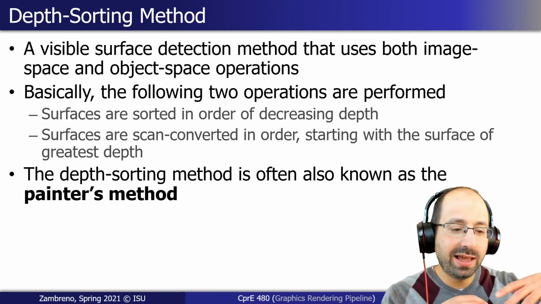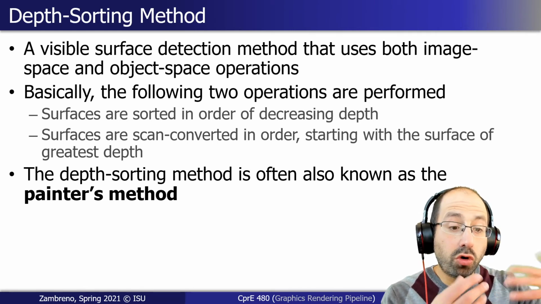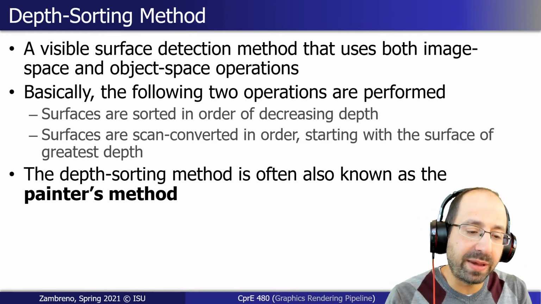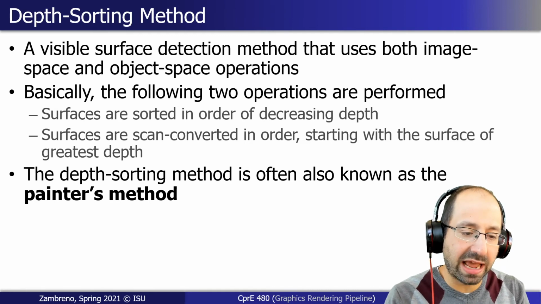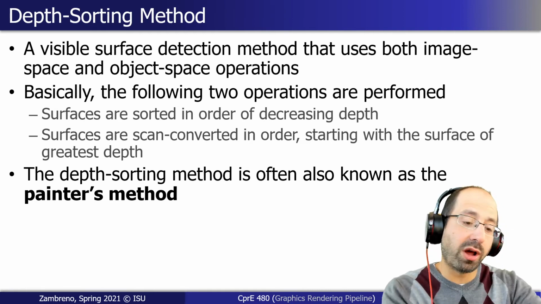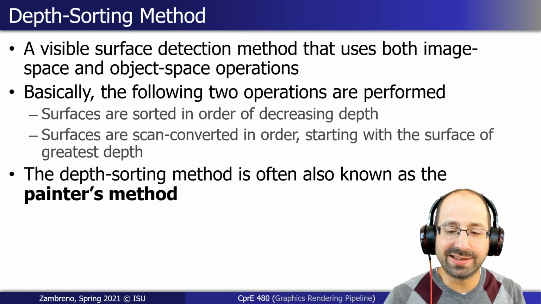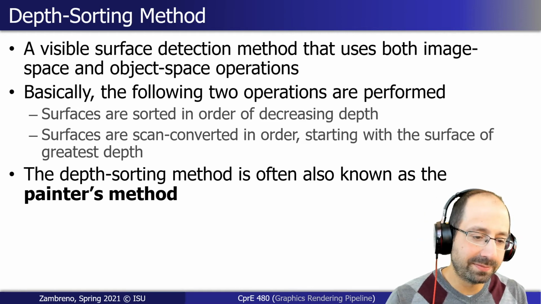And we could, on a primitive by primitive basis, sort the resulting triangles or sort the resulting objects we have to draw in our scene and just draw them from front to back. That is our so-called painter's method.